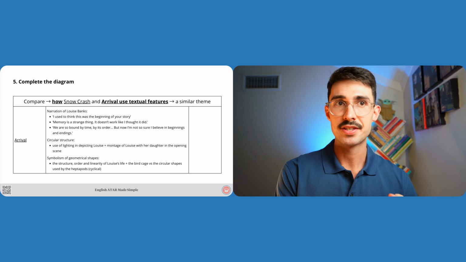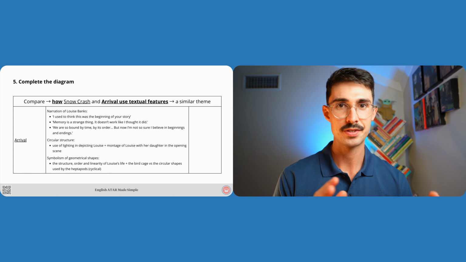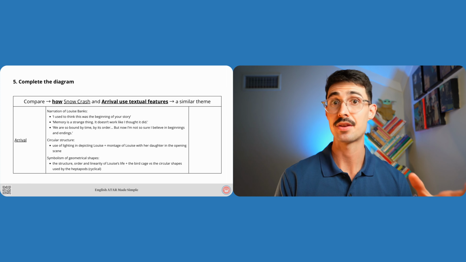Again, I want to stress what I said earlier. A lot of this information might not make any sense to you, especially if you've not read or seen either of the texts. The point that I want you to take from this exercise is how I am planning information in relation to the texts. Think about how you could be doing the same thing in relation to the two texts that you've studied.